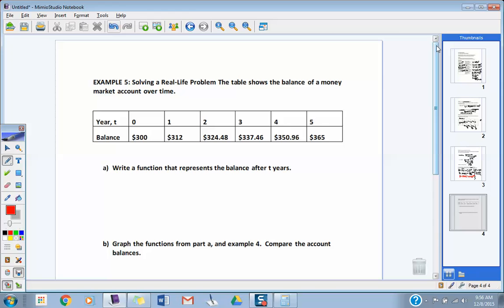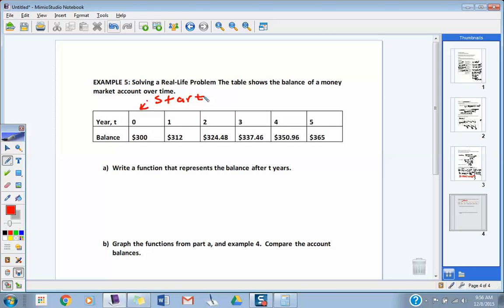What's the beginning balance? 300. We're starting with 300. This is what we start with right here. We start with $300. So we need to write a function that represents the balance after 2 years. Now notice right here, every time they compound this, it just goes from year 1 to year 2 to year 3 to year 4. So this is only getting compounded annually, once a year.